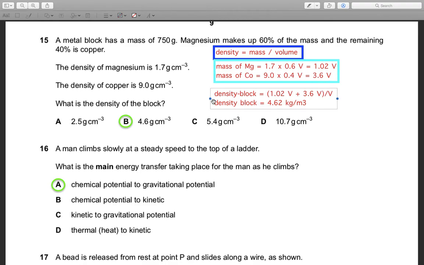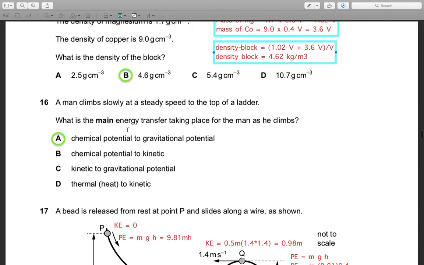Then for the density of the block, back to the equation of density equals mass over volume. This is the mass of Mg, this is the mass of copper, divided by V, so we get 4.62 kilogram per meter cubed. The answer is B.